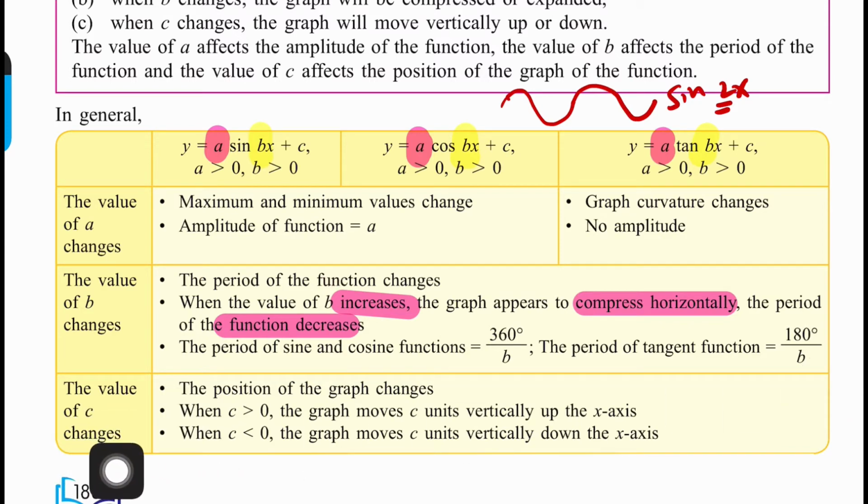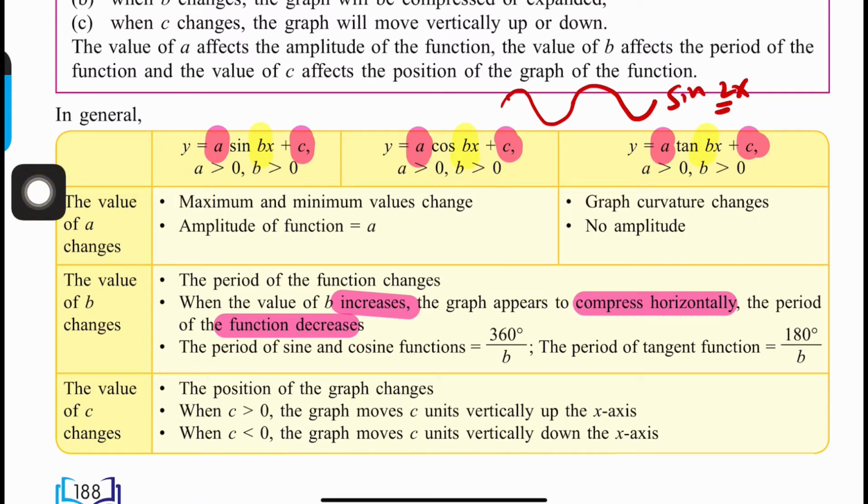And last kali, the value of c changes. C is position. When c is more than 0, the graph moves c units vertically up the x-axis. Kalau dia less than 0, dia turun bawah lah. So maksud dia yang belakang ni, C ni, mewakili naik turun graf tu. Kalau dia plus 2, maksud dia kita akan naik 2 unit. Kalau dia minus 2, dia akan turun 2 unit. Ingat C ni, dia naik turun sahaja, bukannya makin tinggi makin kecil. Bukan, makin tinggi makin kecil tu kita tengok pada A, amplitude. B pula berapa cycle yang ada dalam 360. And C naik turun. Ingat naik turun ni dia naik serentak, semua shape tu akan naik.